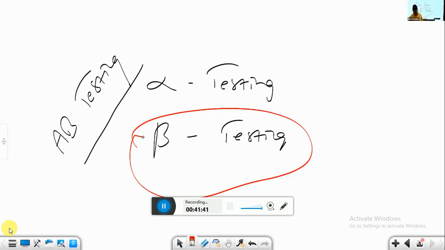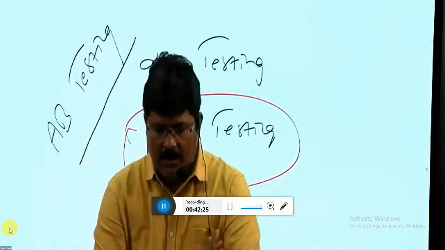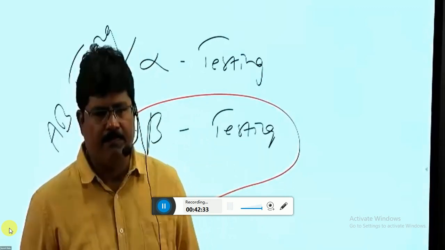Take it, beta testing. It is the last level of acceptance testing, carried out by the end users at the client customer environment. So make a note.